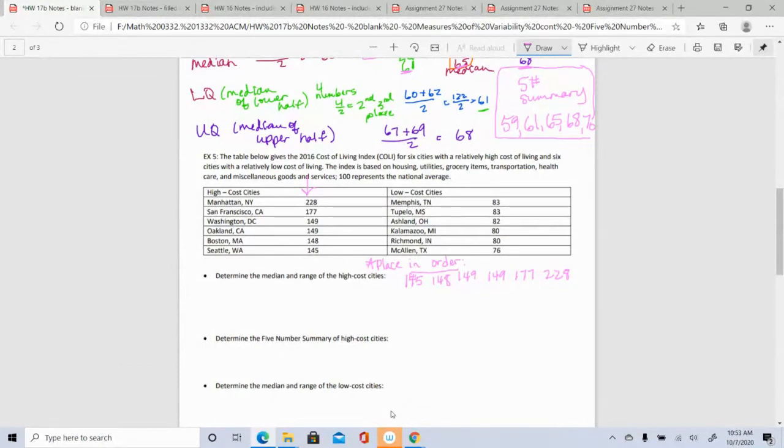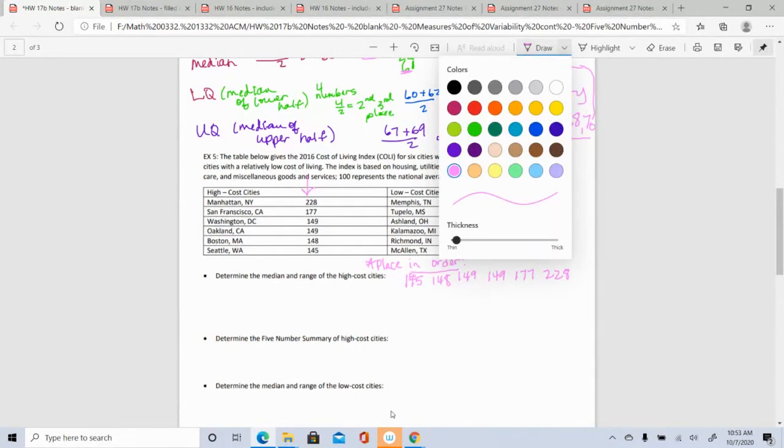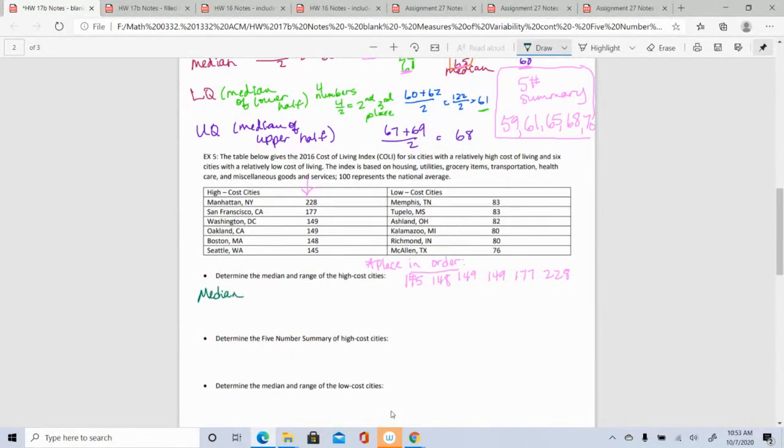Okay, then once we do that, the item that we need to look for is median. That would be the first thing we would do anyway, even if we were doing all the other stuff. So median. Now we would need to count these. 1, 2, 3, 4, 5, 6. There's 6 total. Is that even or odd? That's an even number.